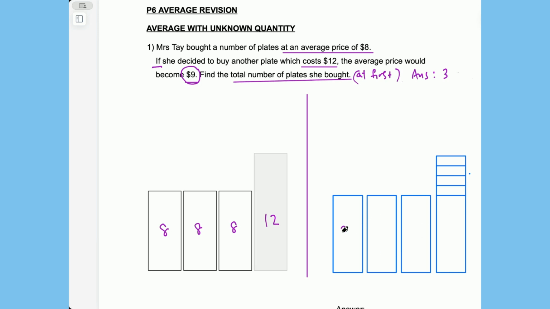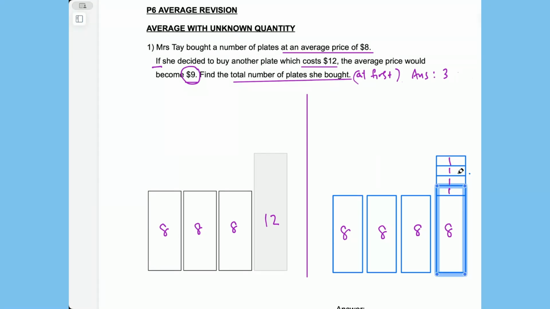On the right, we have 8, 8, 8. These are the initial 3 plates she bought. And then she bought another plate at $12, right? So 12 is also 8 plus 1 plus 1 plus 1 plus 1. Okay? And what is the new average? The new average is actually 9. Okay? So the new average is 9.